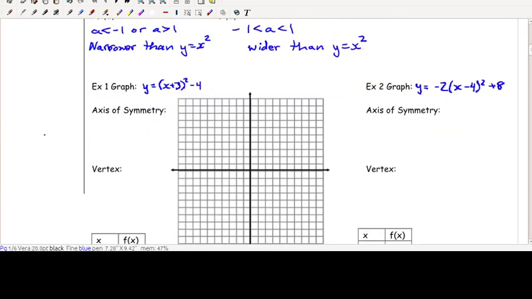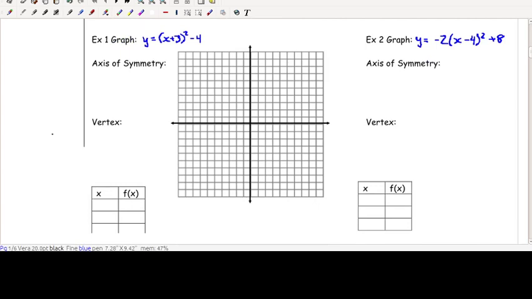So let's take a look at a few examples. Example number 1, we want to graph y equals (x plus 3) squared minus 4. The first thing we're going to pull out, even though it says axis of symmetry here first, is to pull off the vertex. And the vertex, I know just by looking at this thing, again, I'm going to need to change the sign on my x plus 3. It's going to actually end up being a vertex at -3. And the -4 moves me down 4, so this is not going to change. My vertex is going to be -3, -4.